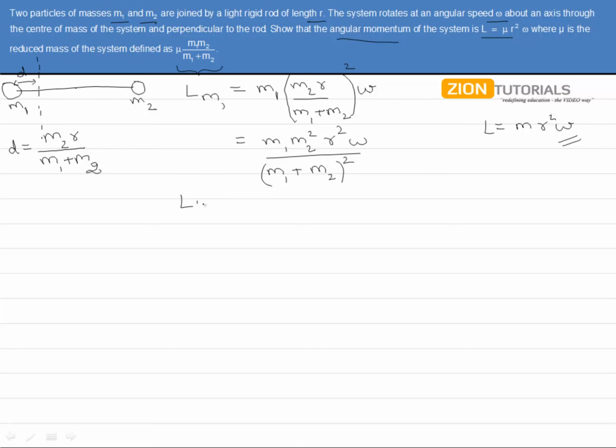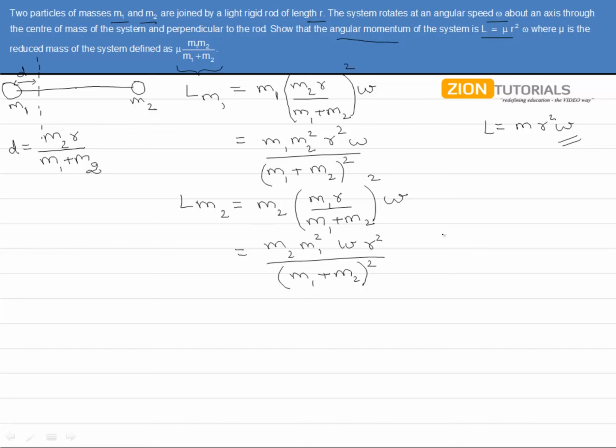Similarly, let us find the angular momentum due to the m2 mass, which will be m2 into the distance square, that is m1 r upon m1 plus m2 whole square, into omega, giving us m2 m1 square omega r square upon m1 plus m2 whole square.